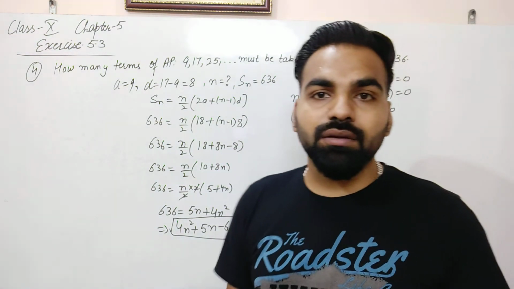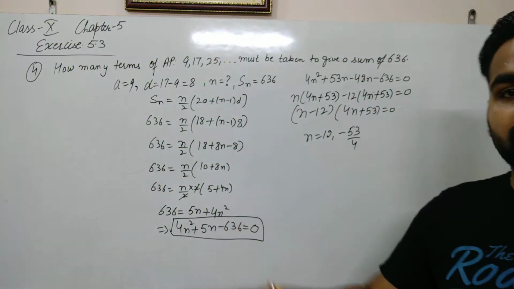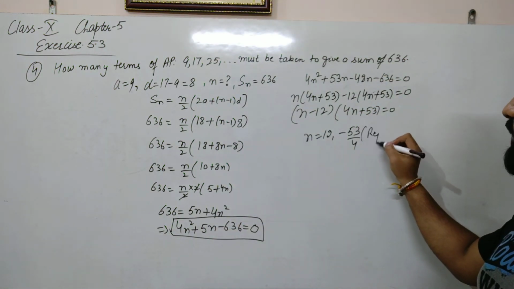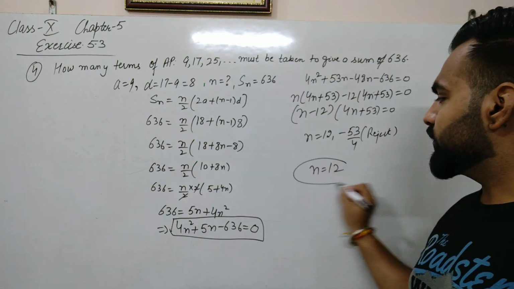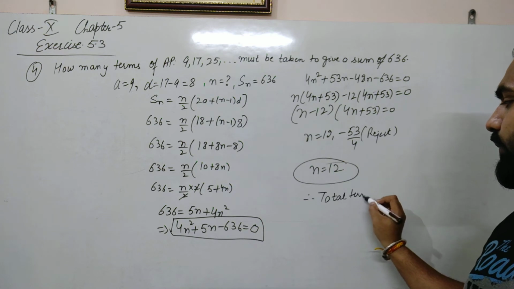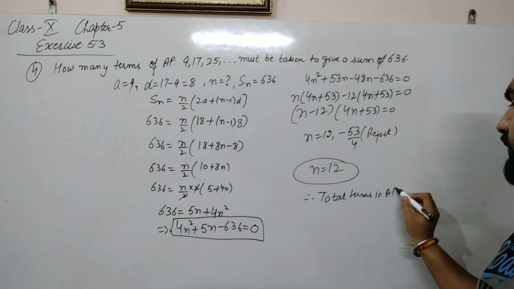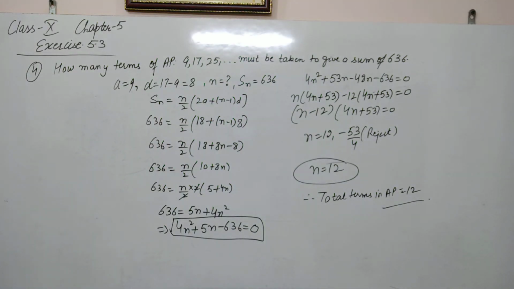Now we know that the number of terms cannot be negative and cannot be a fraction also. So this value will be rejected. So the number of terms here will be 12. So total terms in the AP is 12. This was question number 4.